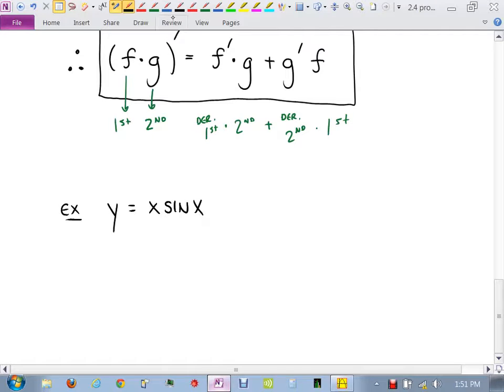So since it's a product, I'm going to separate the two. I'm just going to draw a red line down the middle. There's my product right in between those. I'm going to identify what f is and what g is. F is the function x. G is the function sine x. So my derivative should be f prime times g plus g prime times f.